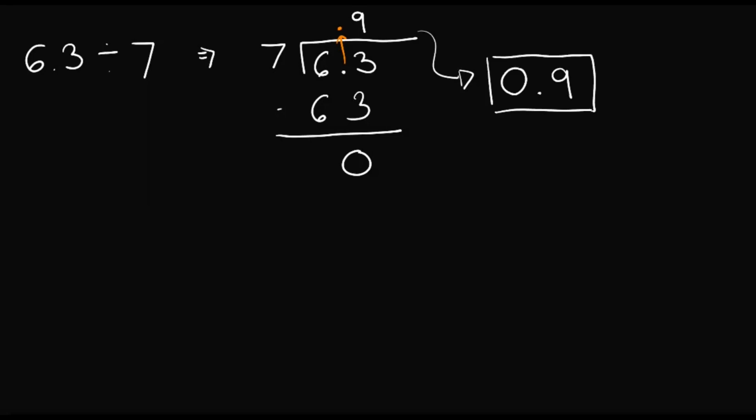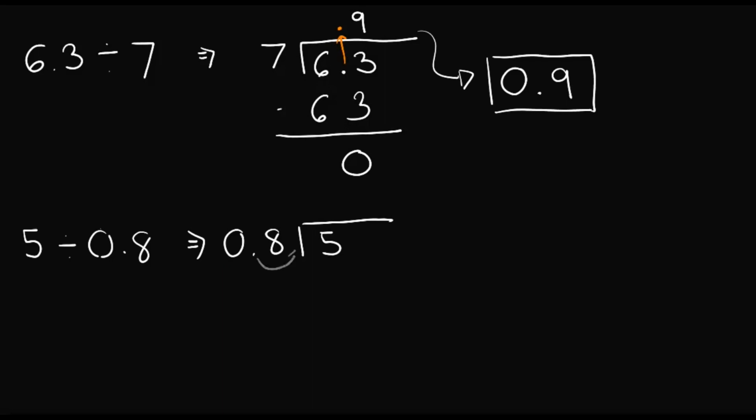Now let's try this one. What if we have 5 divided by 0.8? So again, we can write this one as 0.8 divided by 5. Now in here, the problem is that our decimal point is now in our divisor out here. So what we do with that is we move the decimal points of both of them. So for this one, we move this one decimal point out here.